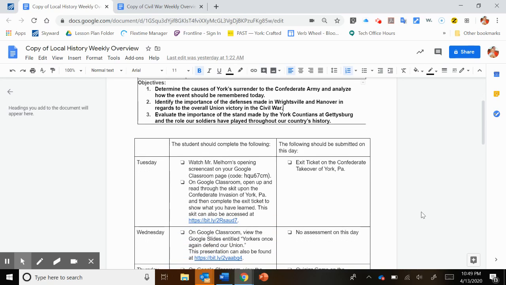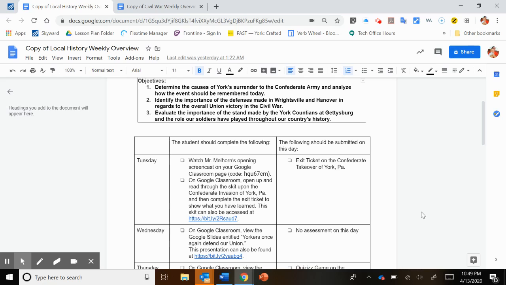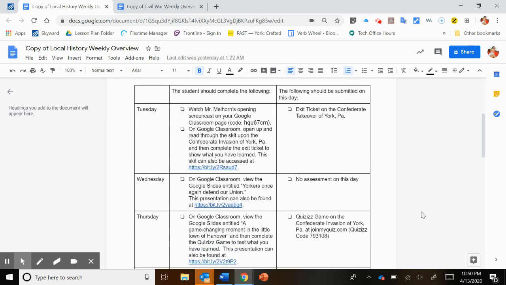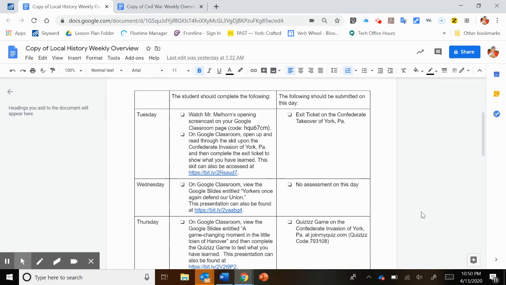And what you're going to look at here is York County's role in the Civil War, especially when it comes to York County actually surrendering to the Confederate Army just before the Battle of Gettysburg, and then also the Battle of Wrightsville, the Battle of Hanover, and also York County's role in the Battle of Gettysburg.